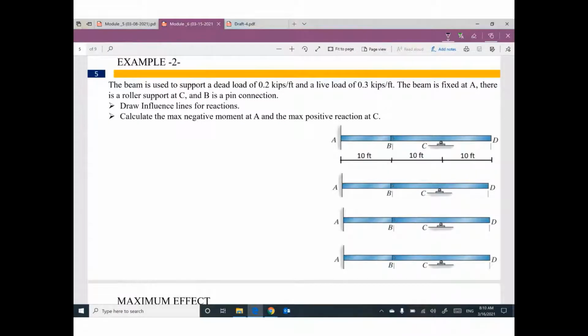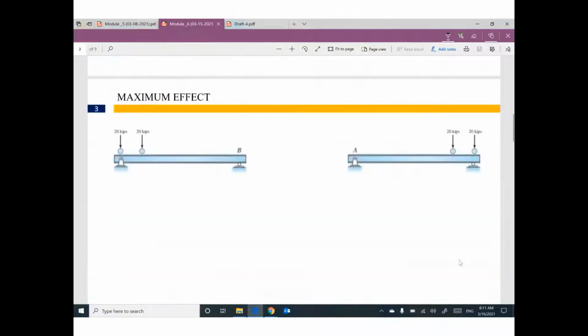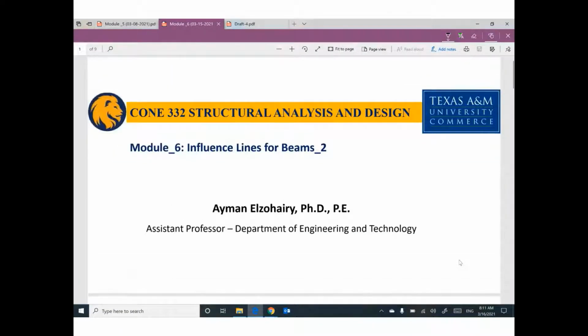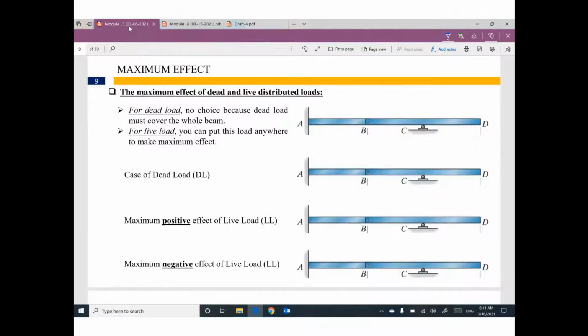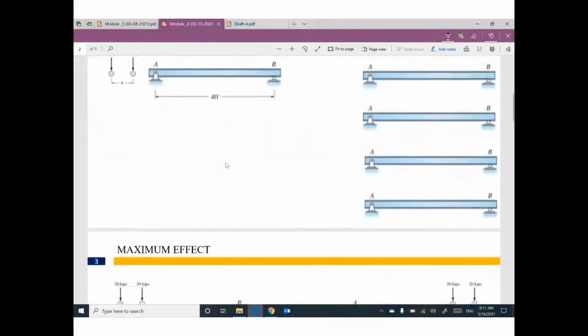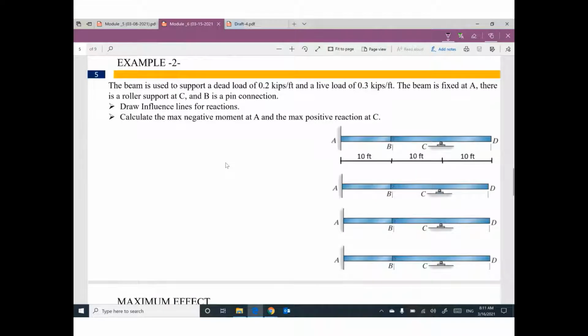Okay, I will start our meeting today with example number 2 for our new module number 6. I know I didn't cover some topics in previous weeks. I will go through them just a few minutes later. So I will start with example number 2.